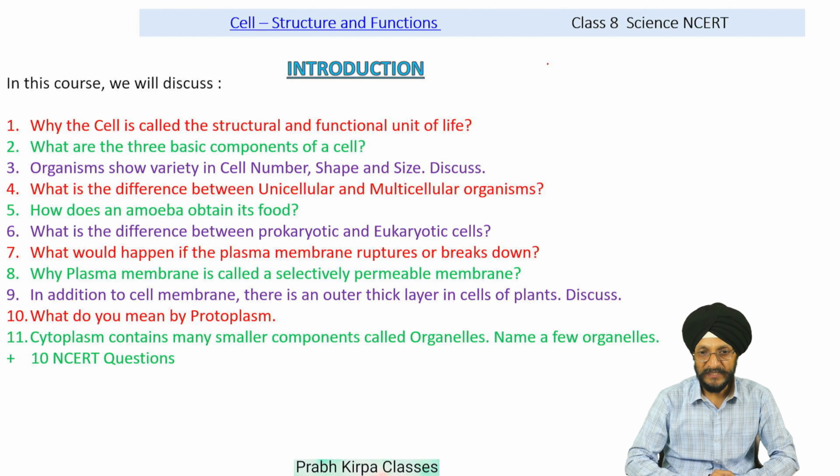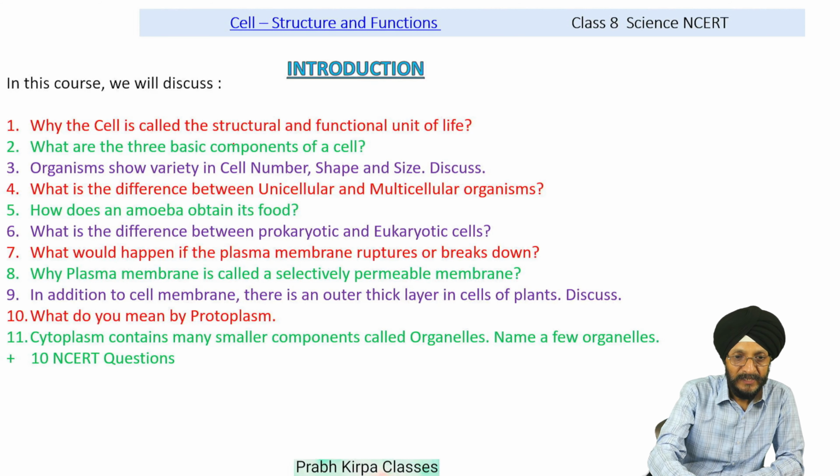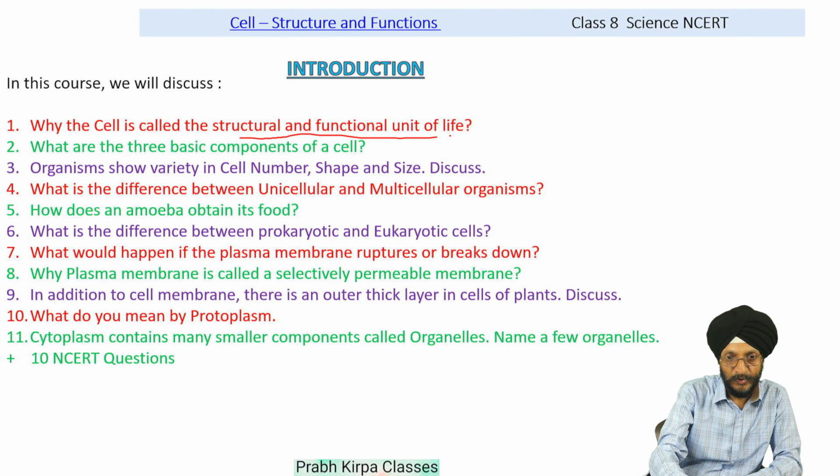This course has some additional questions like what is protoplasm, whether muscle cells are branched, what is nerve cell, what is their function, and why chloroplasts are found only in plant cells. In addition to that, at the end of the course, you will learn why the cell is called the structural and functional unit of life. Then, what are the three basic components of a cell?